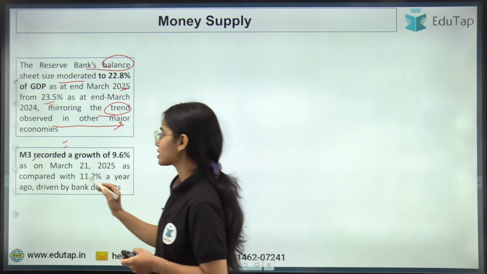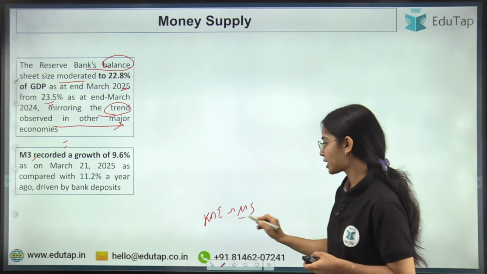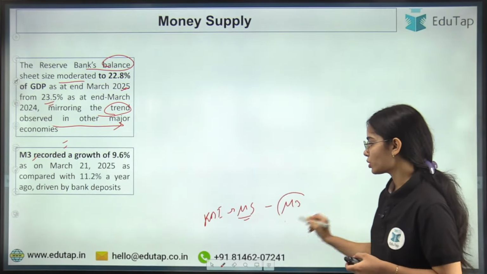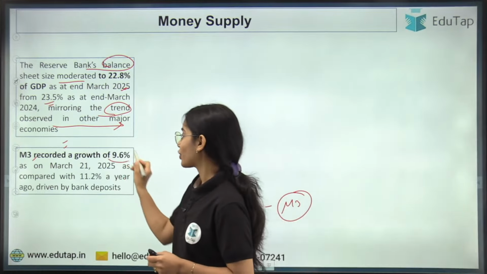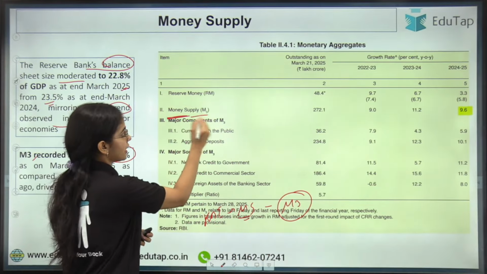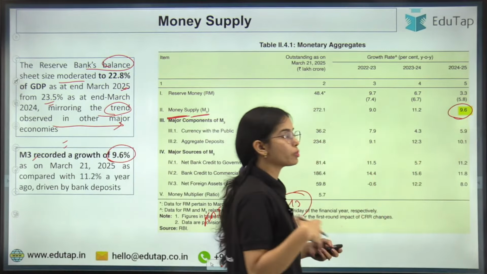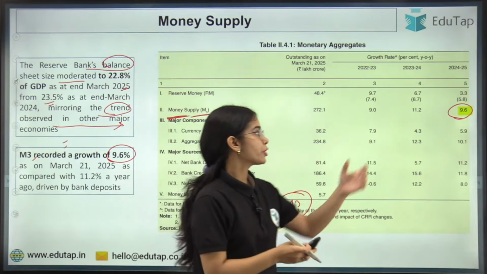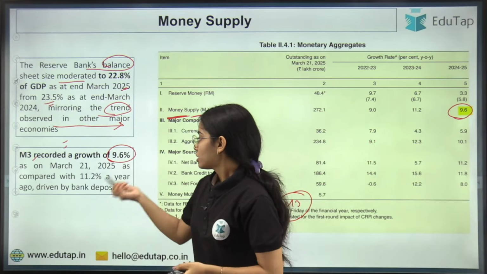Now the M3, that is the money supply. The Reserve Bank of India calculates the money supply in our country through the M3. So M3 recorded a growth of 9.6%. So money supply grew by 9.6% as compared to 11.2% in the previous financial year. Okay, so this is the idea.